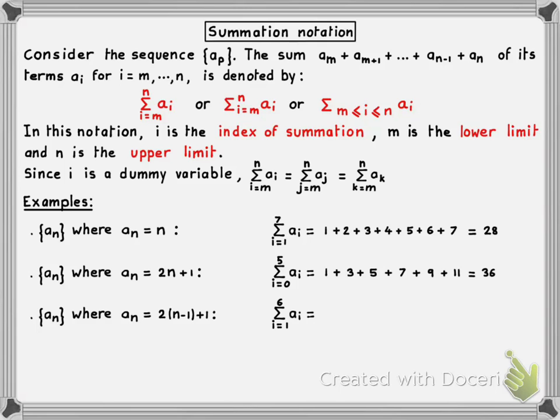What is the sum for i equals 1 to 6 of a sub i? Well, it's going to be a sub 1, which is 2 times 0 plus 1, which is going to be 1. a sub 2, which is going to be 2 times 1 plus 1, which is going to be 3. And notice what happens is you're going to get the same sequence as this one. And therefore, we're going to get the same sum for a total of 36.